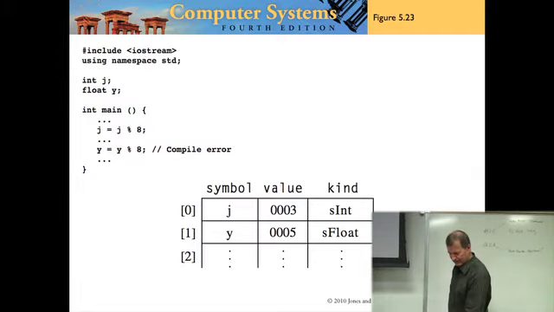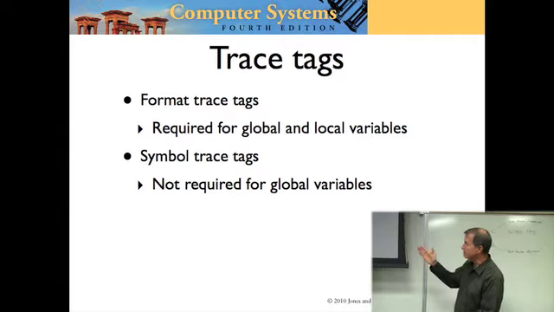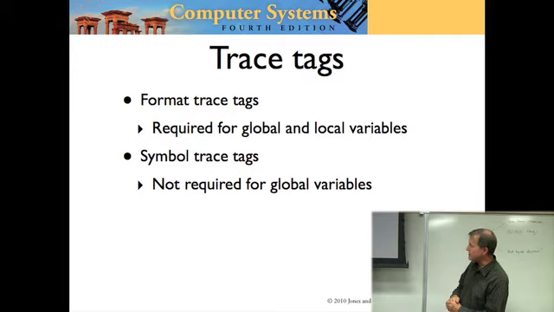Okay. And then the next few slides are just some information about trace tags, which we already looked at. There's actually two different kinds of trace tags. There's format trace tags and symbol trace tags. And the only ones that we need to use with global variables are the symbol trace tags. We'll see how to use format trace tags later.